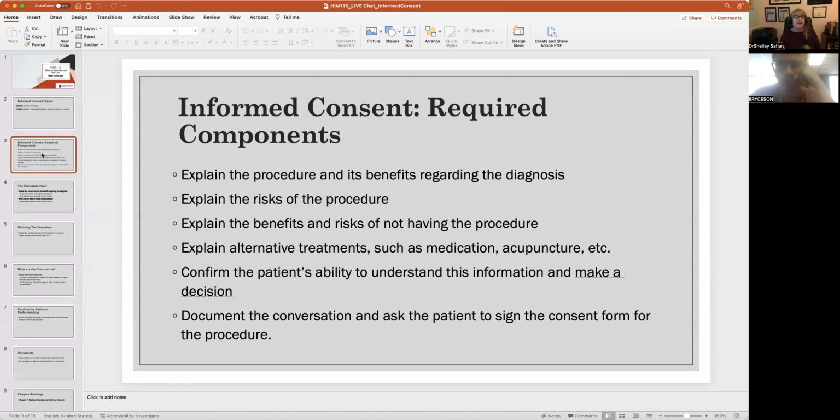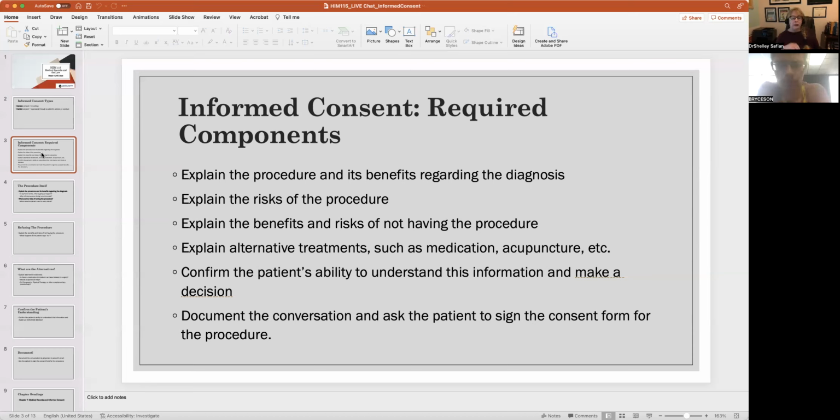Well, what's going to happen if I say no? Okay, is my arm going to fall off? All right. Explain alternate treatments. So this may be medication instead of surgery, or acupuncture, or chiropractics, or anything that is considered complementary or alternative treatment that might benefit the patient without the procedure being discussed. Okay. Confirm the patient's ability to understand this information and make a decision.